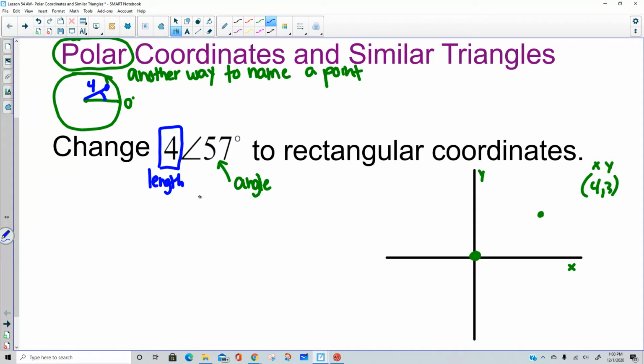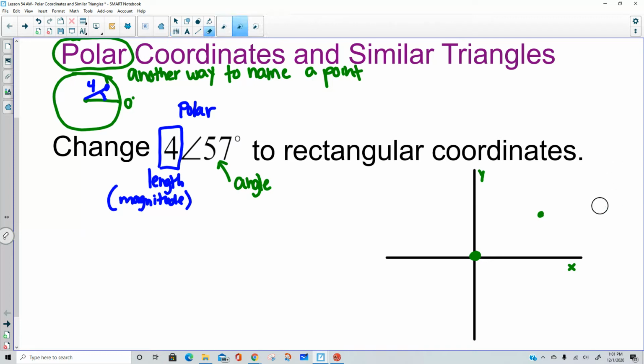That's exactly what we're going to do here. We're going to find this point in polar. So this is called polar coordinates, where we have a length and an angle. This is also called a magnitude. So when you're doing science, when you're doing physics, that's called a magnitude. And so let's do that. Let's find on our grid, I'm going to get rid of this. Let's find this polar point.